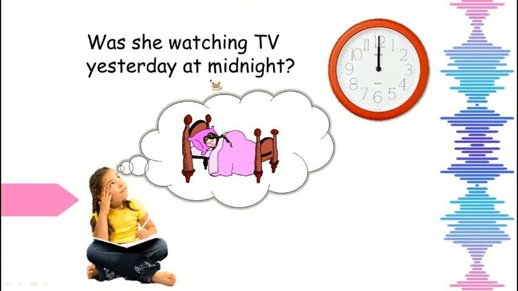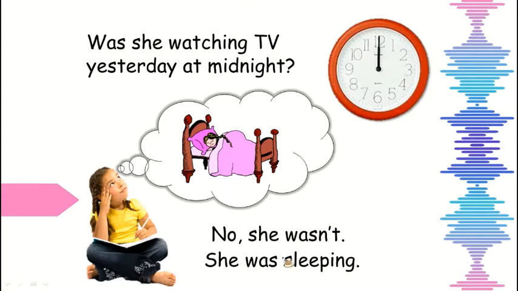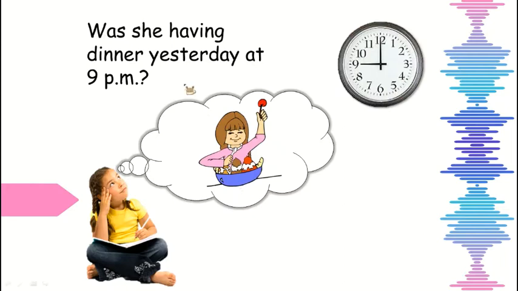Was she watching TV yesterday at midnight? Yesterday at midnight, so again a certain time in the past. No, she wasn't. Okay, she was sleeping. So again I use the past continuous. Was she having dinner yesterday at 9 p.m.? Yes, she was. Okay, so I use the past continuous when I want to describe an action that happened in the past but happened at a certain time.